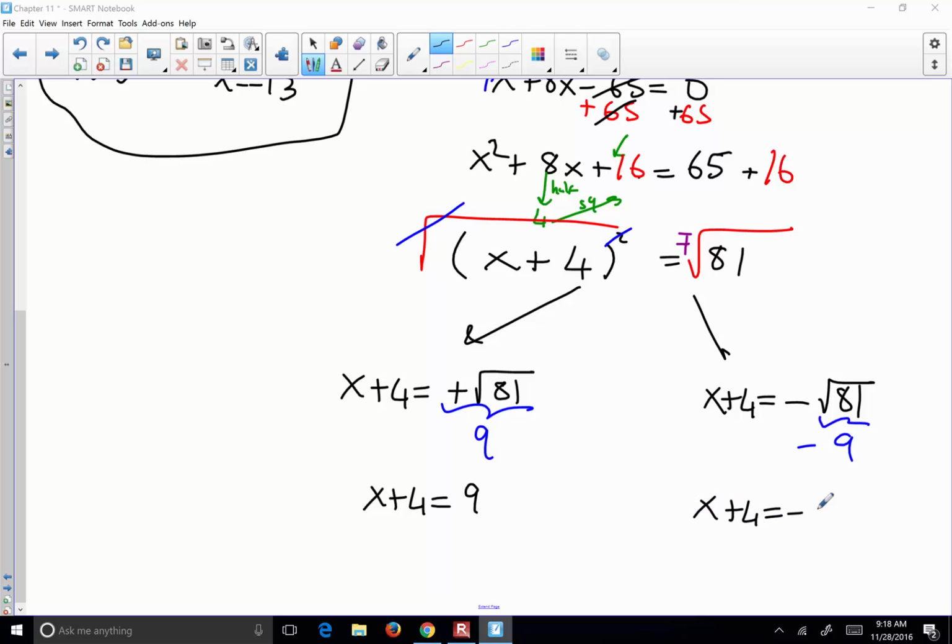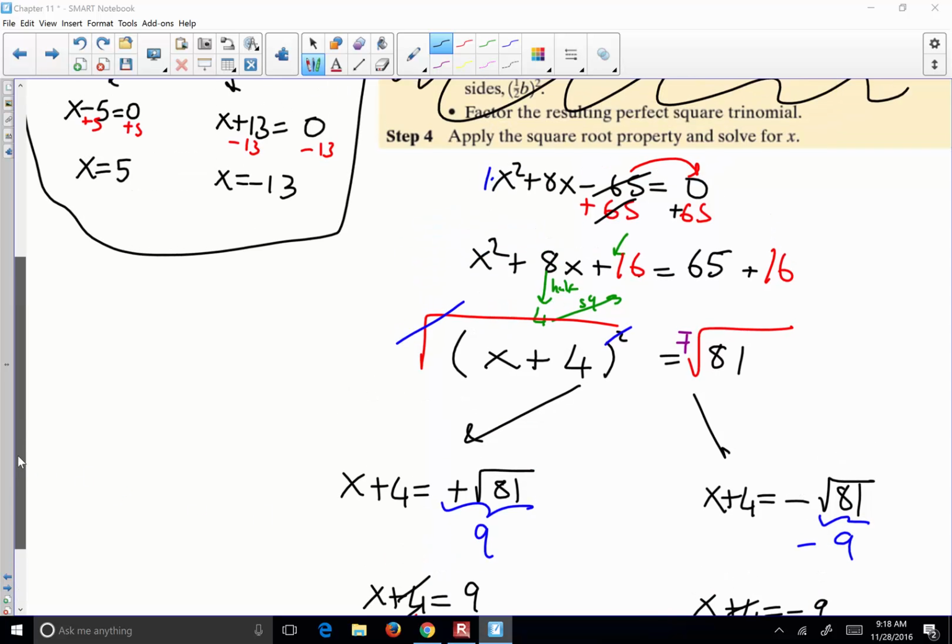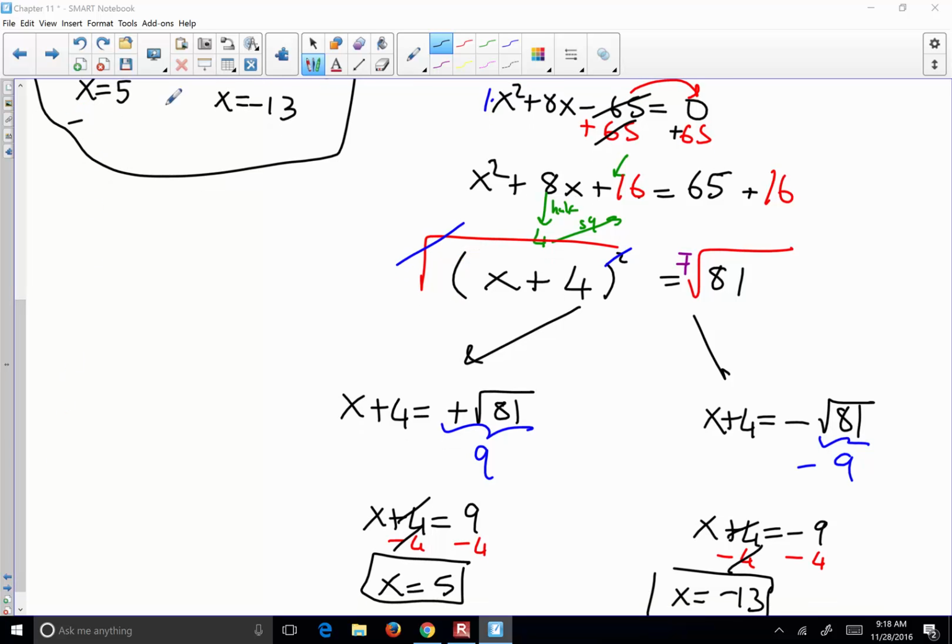Are we done? You need to isolate x. So you need to subtract 4 from both sides. Hence, we have 5, because 9 minus 4 is 5. And minus 9 minus 4 makes a bigger negative, minus 13. Do we have a match? Same answers? Look.